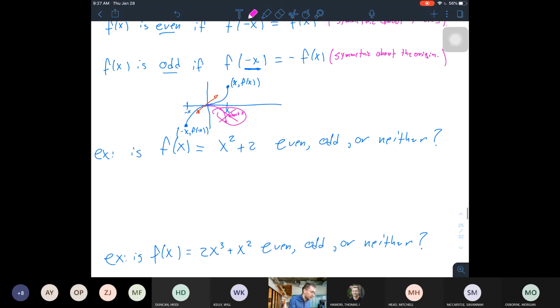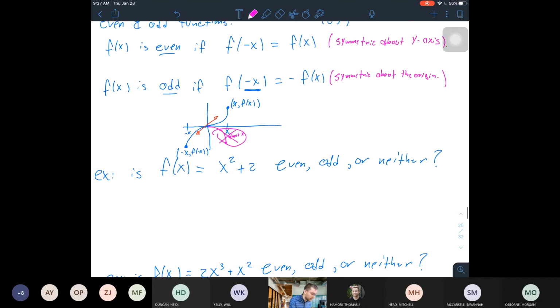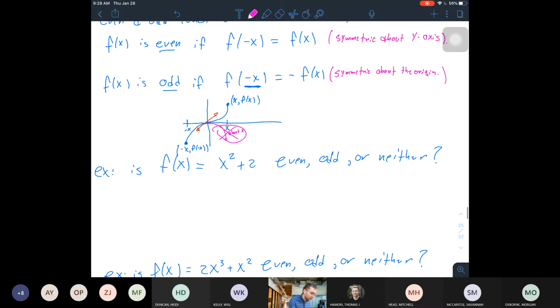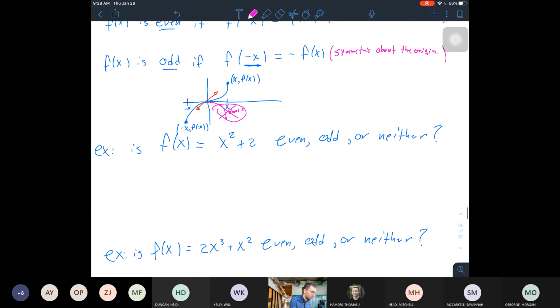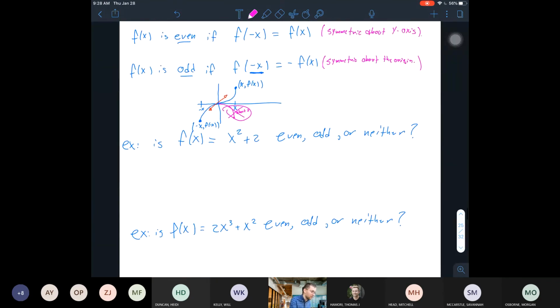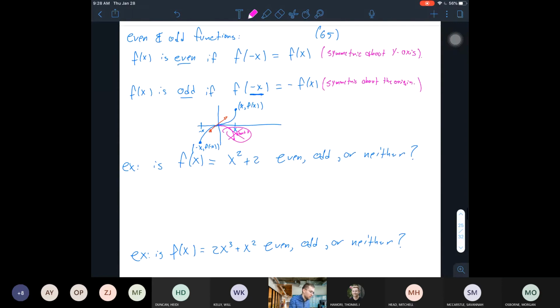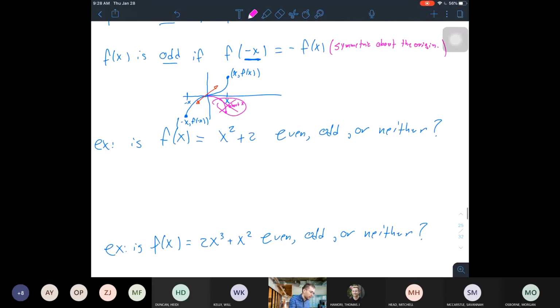Okay, so let's practice identifying whether a function is even, odd, or neither, because they can be neither. It's possible for neither of these two properties to hold. So let's try this one. We've got f of x equals x squared plus 2. So let's graph it. I always like to start with a graph when I know how to graph the functions. So x squared plus 2, how should I graph this? This is going to be a parabola, but what is this plus 2 going to do for us? Is that going to change our parabola in any way?